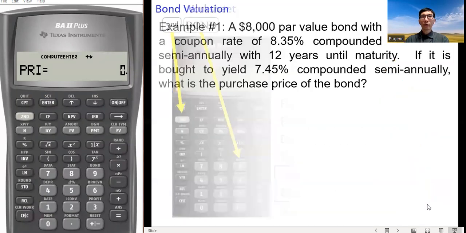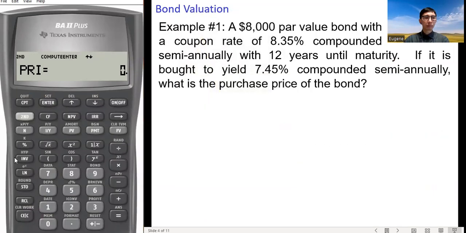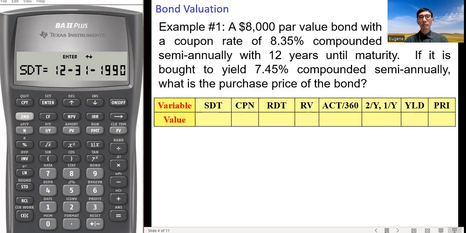So let's take a look at the first example. A $8,000 par value bond with a coupon rate of 8.35% compounded semi-annually with 12 years until maturity. If it is bought to yield 7.45% compounded semi-annually, what is the purchase price of the bond? Let's enter the variables. What is SDT, the settlement date or the selling date of the bond?